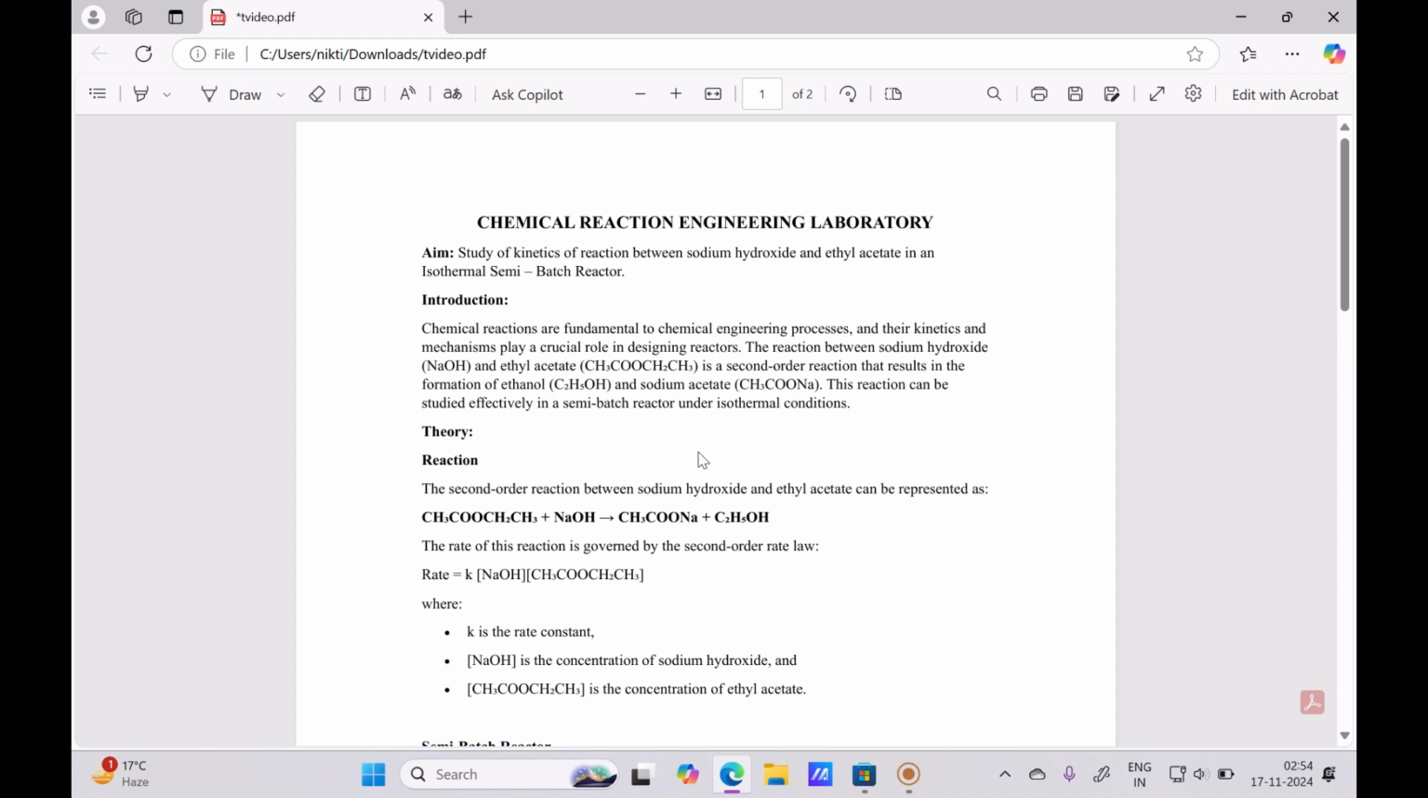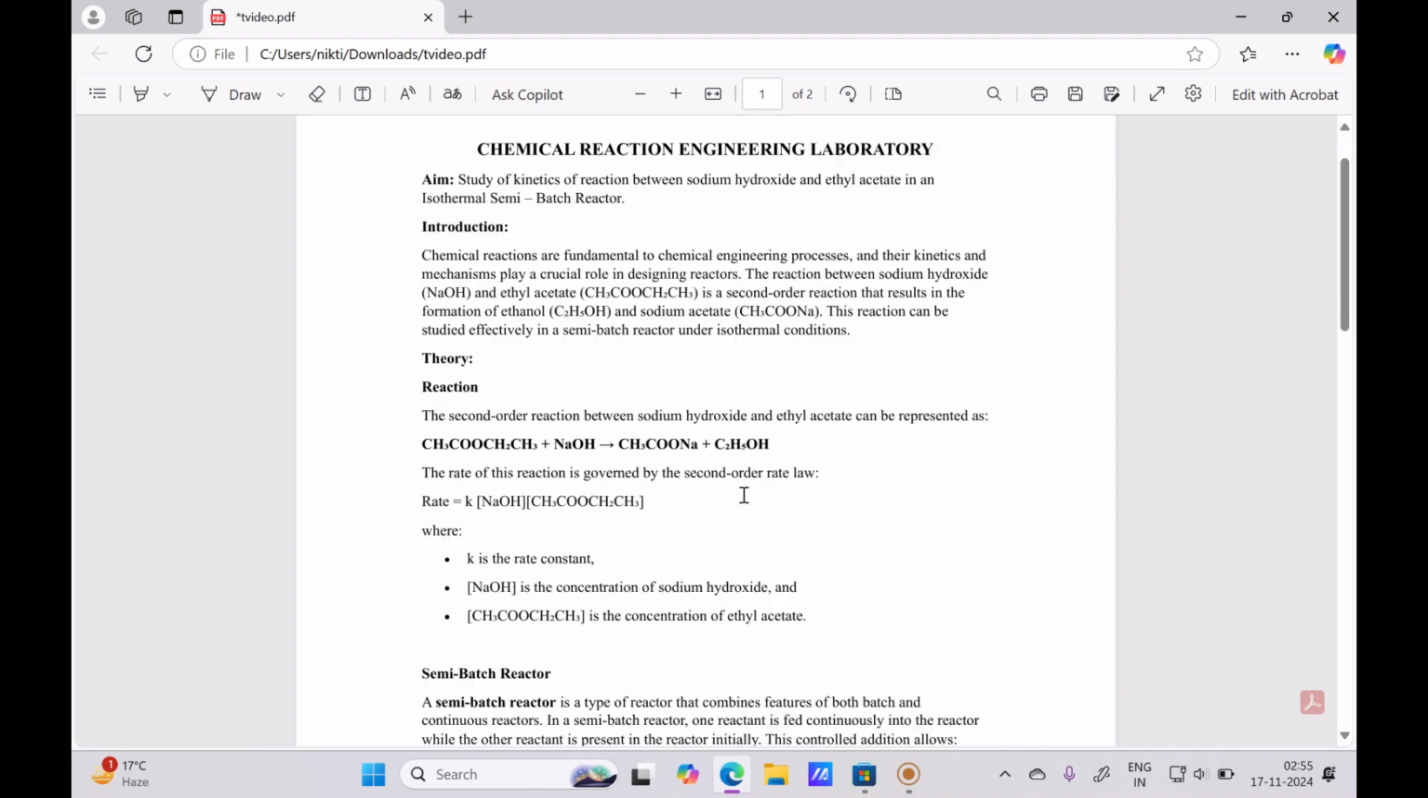Now, in this experiment, we are studying the kinetics of the reaction between sodium hydroxide and ethyl acetate, which is a classical example of a saponification reaction. This process is widely studied in chemical kinetics because it is a well understood second order reaction.